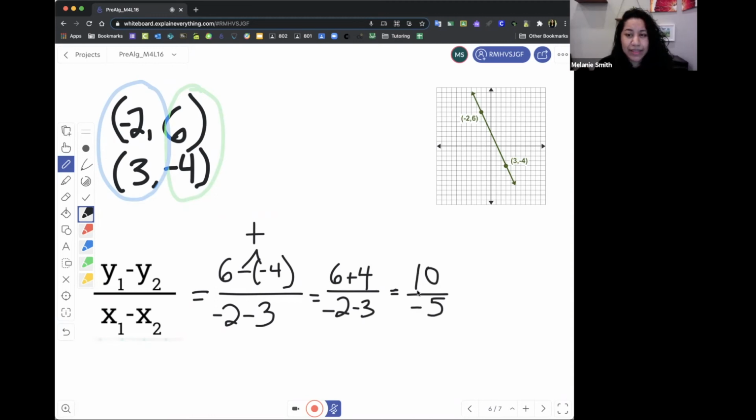But then I think, can this simplify? Can 10 be divided by 5? Yes. 10 divided by 5 is 2, but it's not just 5, it's negative 5. A positive number divided by a negative number is a negative number. So we would say that this slope is negative 2, because 10 divided by negative 5 is negative 2. So my final slope for this is negative 2.